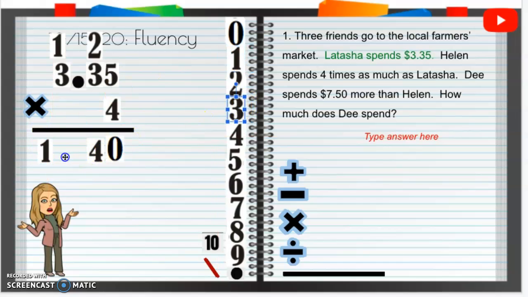So did she spend $1,340? No, and why not? Because we forgot to put our decimal back in. The decimal goes in 1 spot, in 2 spots. We're going to do the same thing with our answer. There's no decimal here, so just that 2. So we're going to go in 1 spot, in 2 spots. So $13.40 is what Helen spent.